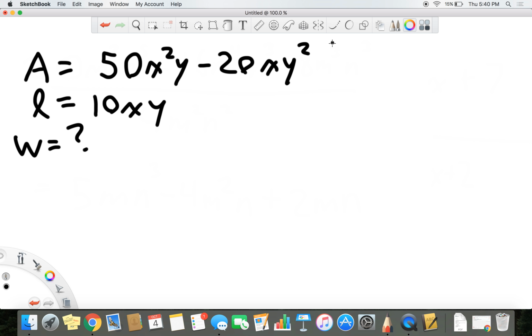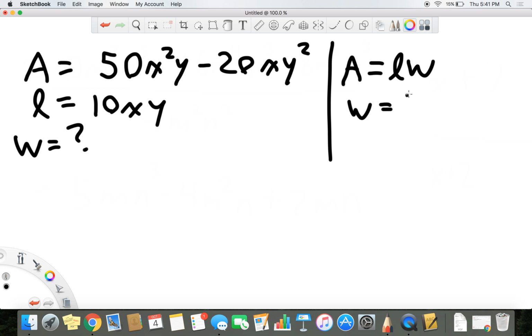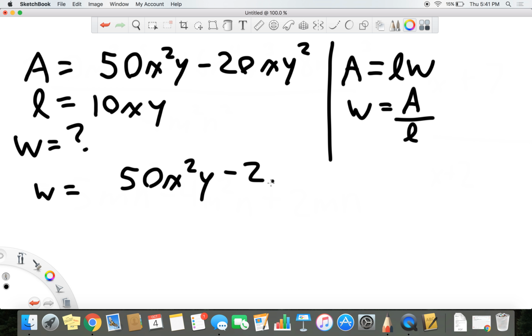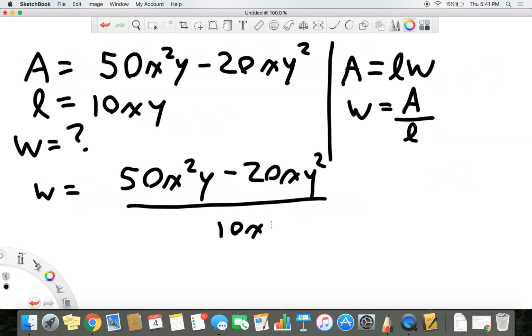Well, we know the formula for a rectangle is area equals length times width. Now, if we're trying to find the width, we're going to move the L to the other side. So the width is going to equal, since length is multiplied by width, we're just going to divide both sides by L to get rid of the L on the width side. So it's going to be area divided by length. Well, let's plug that into the equation. So width equals 50x squared y minus 20xy squared divided by 10xy.